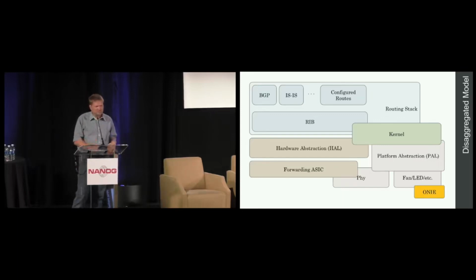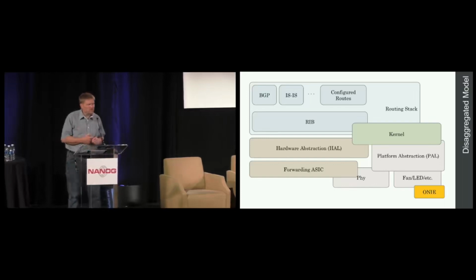make them all blue or whatever. Then you have your forwarding ASIC, which we're going to talk about some of the providers of those. Then you have a PHY, which is going to be like your physical interface to the box. And then down there at the bottom, I have ONIE. ONIE is basically a bootloader that you can use.